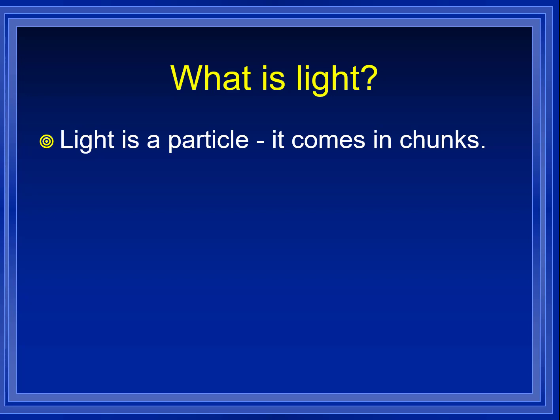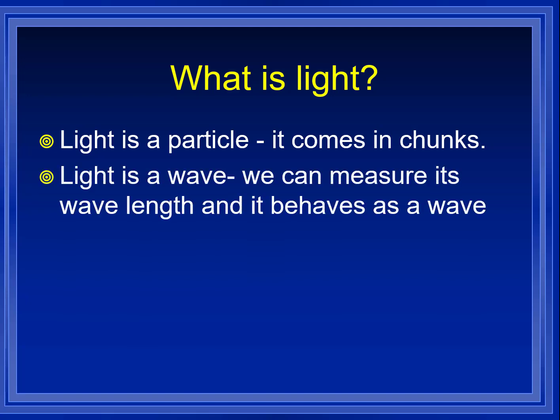Okay with that? Light's a wave. We can measure its wavelength, and it behaves as a wave, and that's what we're going to look at today. How do we know that light is a wave? What tells us that light's a wave? What does it mean it behaves as a wave? How do waves behave? And what can we see that proves that light behaves this way?